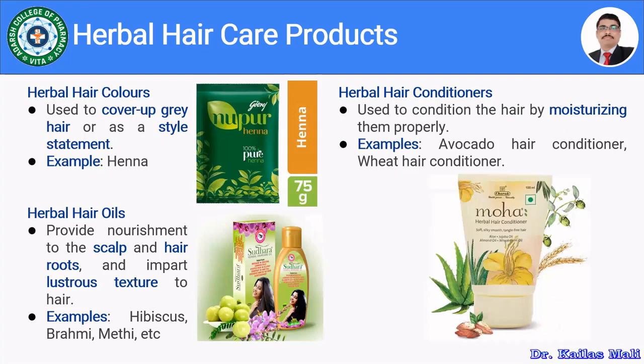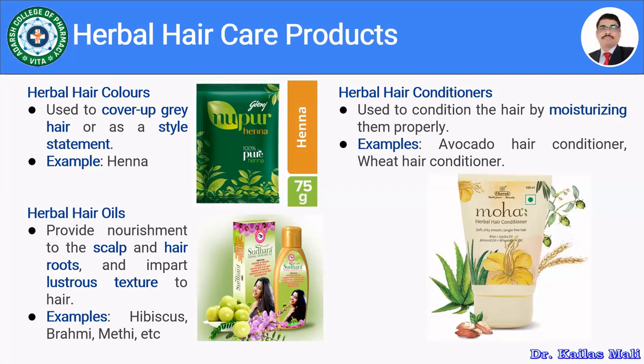Let us see the next type of the herbal hair formulation, that is the herbal hair color. So the herbal hair color preparation is used to cover up the gray hairs or as a style statement. Maybe some people are going to color the hairs as a style statement. Example, henna. Henna is a good natural coloring agent for the hairs.